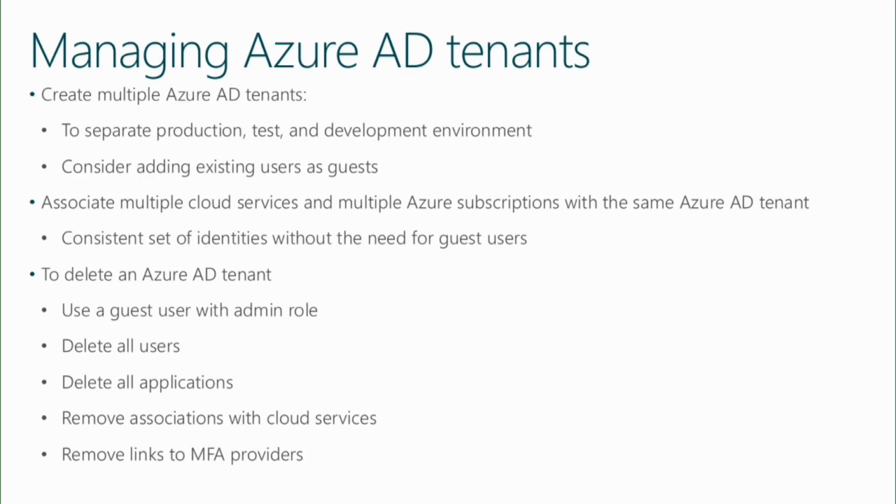Deleting it is a little more involved. Deleting it, you've number one got to remove all users, all applications, all associations with cloud services, all links to multi-factor providers, and then have one user use a guest user as an admin role. So that means I've got to add a user from an external directory, log on as that user in the external directory, connect to the directory I want to delete, and then delete it. When you delete one of these directories, it will run through this checklist and tell you what you've missed.